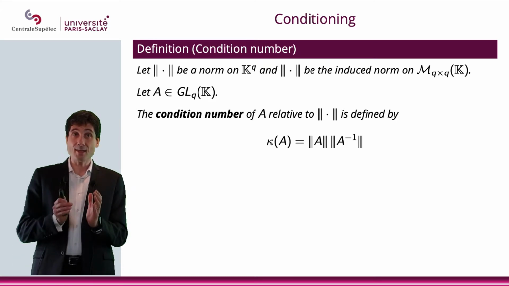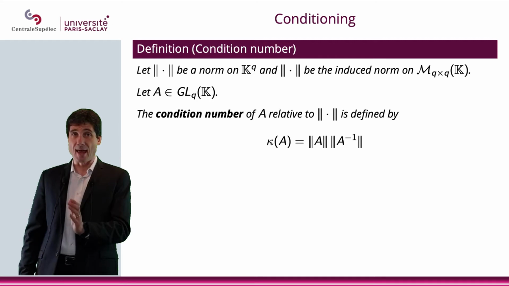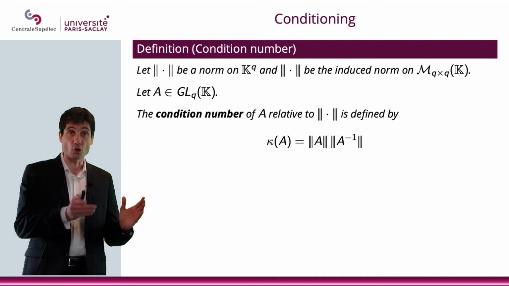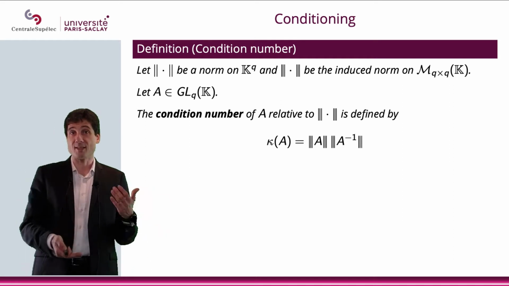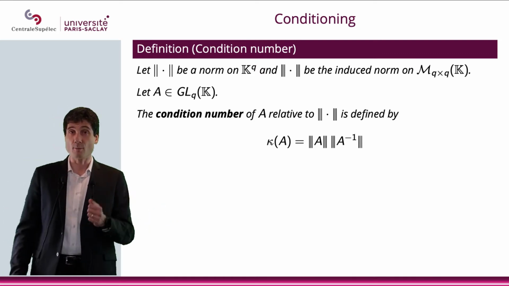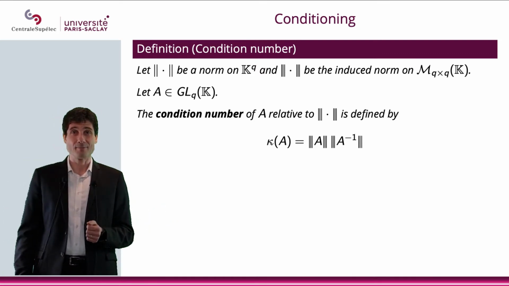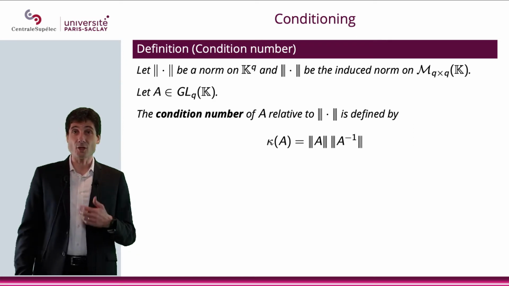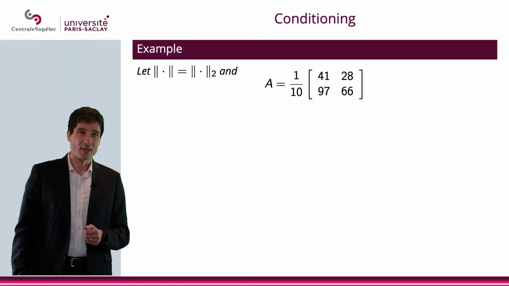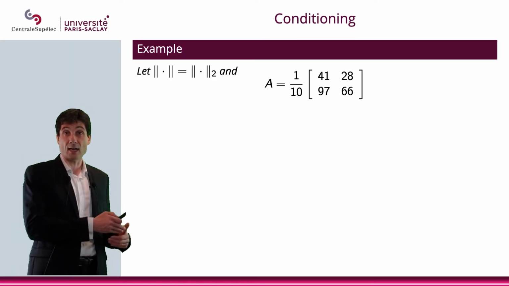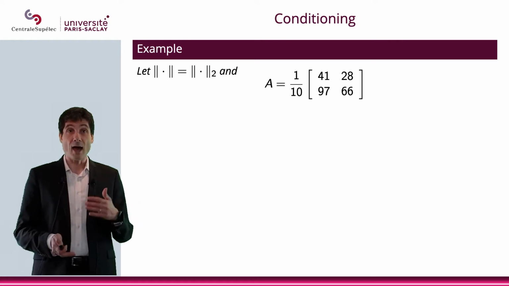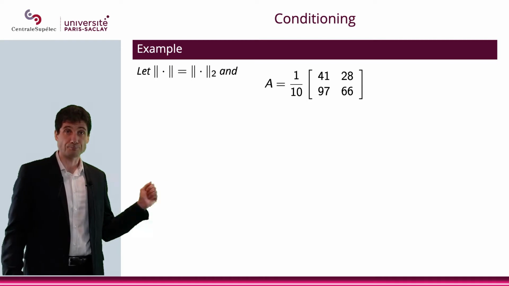Now, if I consider a non-singular matrix A, I will define the condition number of A as the product of the norm of A multiplied by the norm of its inverse. That will be denoted kappa of A, and again called the condition number of the matrix A. Let's see what the condition number is for the matrix A we just saw in the flashback. First I need to define a norm on R^2. I could take the norm infinity, I could take the norm 1. I will choose the norm 2.